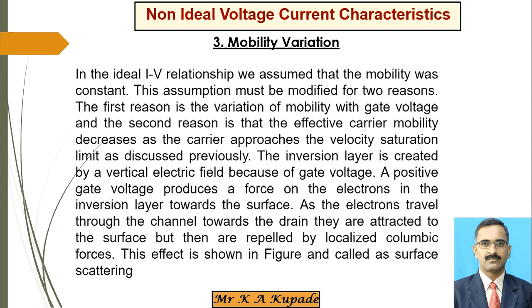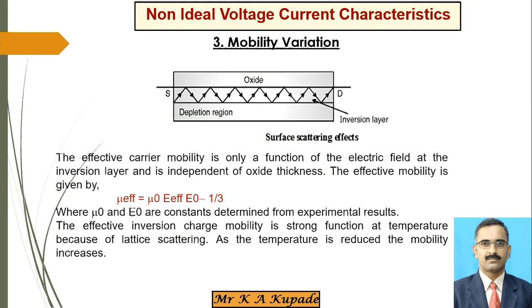The inversion layer is created by the vertical electric field, because of that particular gate voltage, as we already discussed. A positive gate voltage produces a force on the electrons in the inversion layer towards the surface. As the electrons travel through the channel towards the drain, they are attracted to the surface, but then are repelled by the localized Coulombic force. This effect is shown in the figure and is called surface scattering.